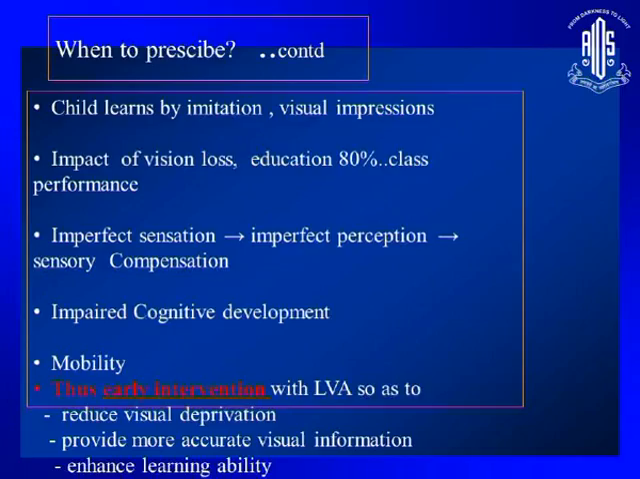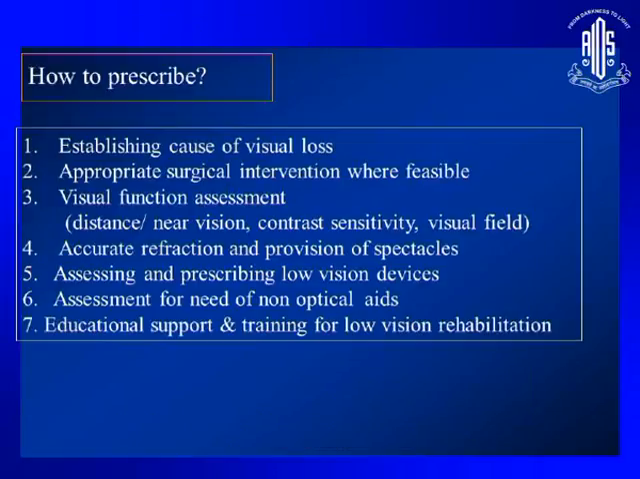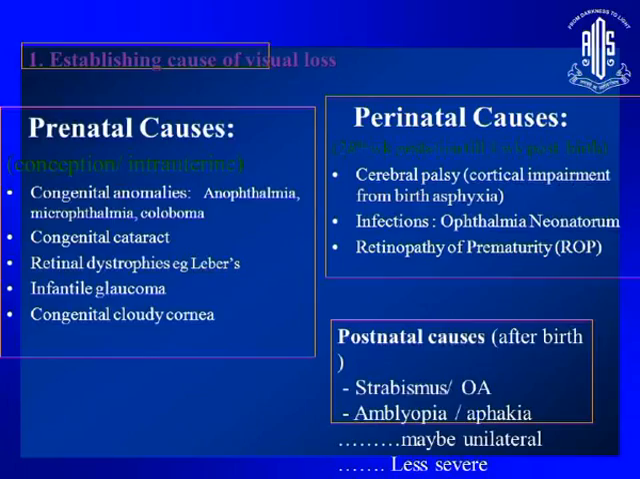We know that the majority of education happens by vision. And we have to also look at the other comorbidities. We have to actually find out what is the cause of the visual loss, what other surgical intervention is required, and the visual function assessment has to be done. Accurate refraction has to be done. Assessing and prescribing of the low vision devices comes last.